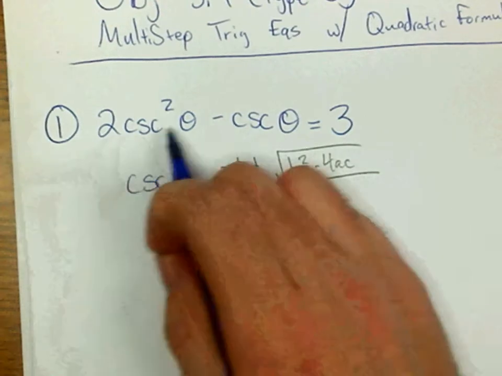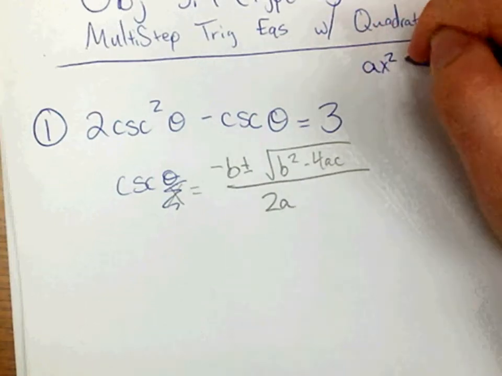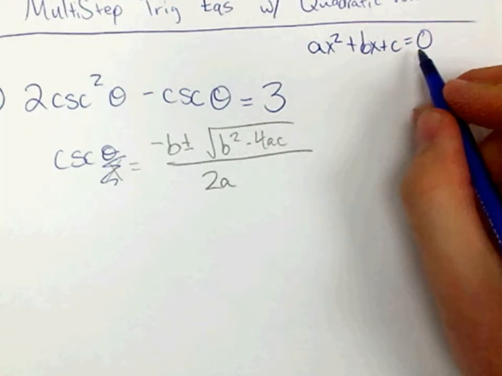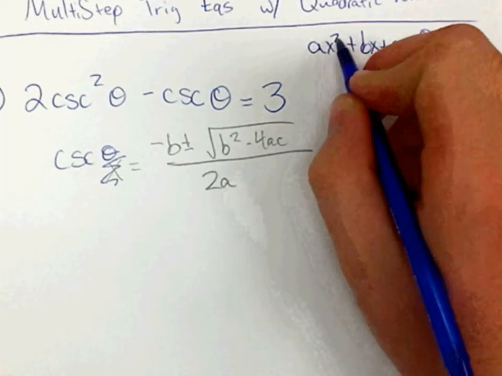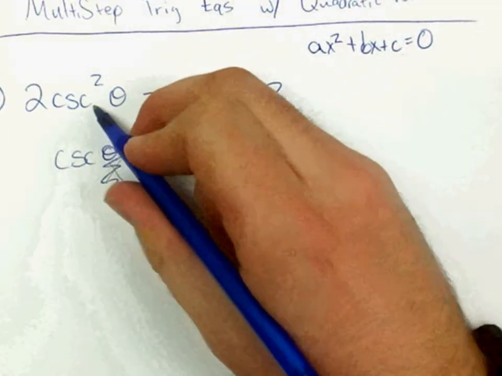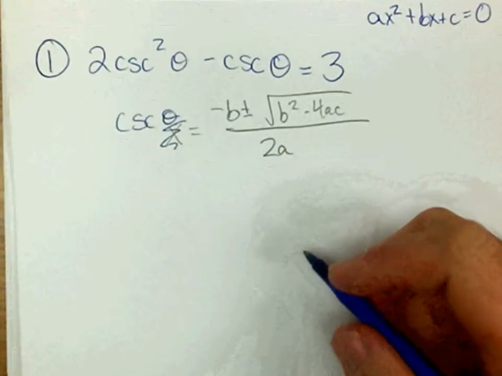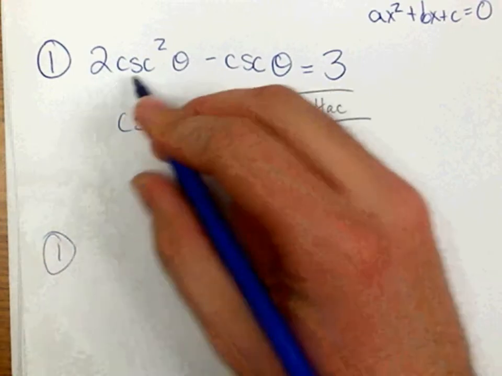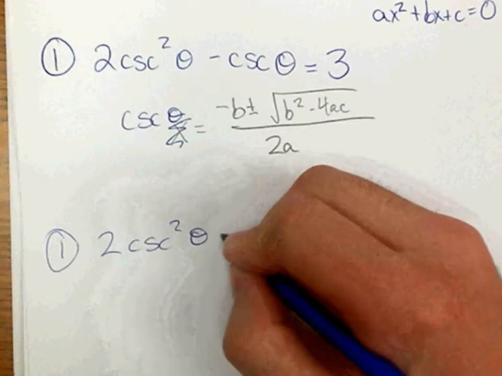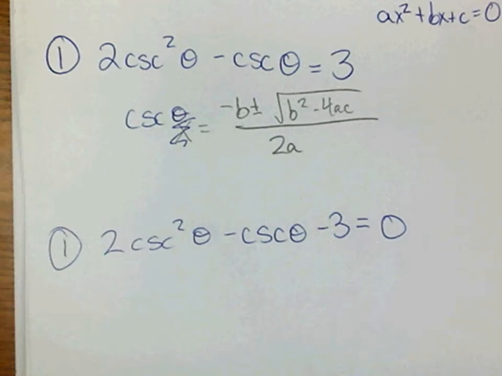I've got a quadratic trig equation. I need it to be in the form ax squared plus bx plus c equals 0. So it needs to be equal to 0. I need to have it in descending order of my quadratic term, my linear term, and my constant term. Or in this case, cosecant squared, cosecant, and then I need this constant term on the other side. So that's going to be our first step for solving this problem. We need to subtract the 3, so turn this into 2 cosecant squared theta minus cosecant theta minus 3 equals 0. So that looks better.